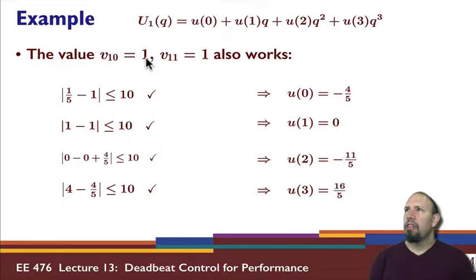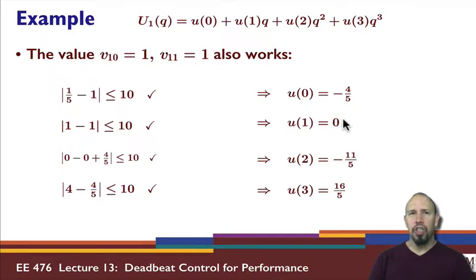Okay, so if we choose now the values 1 and 1, we can see that also works. Okay, that also gives us values that are of magnitude less than 10. So again, here we've looked at a specific example. Let's move on to generalize this to the general case.